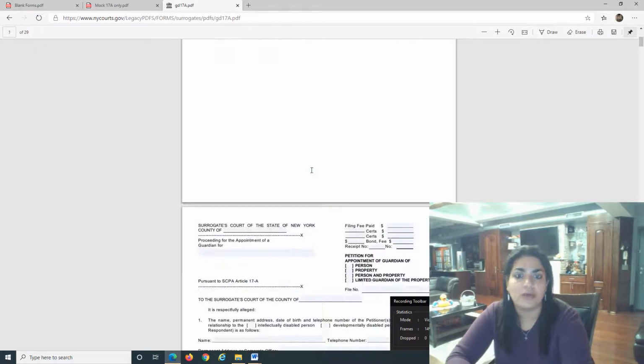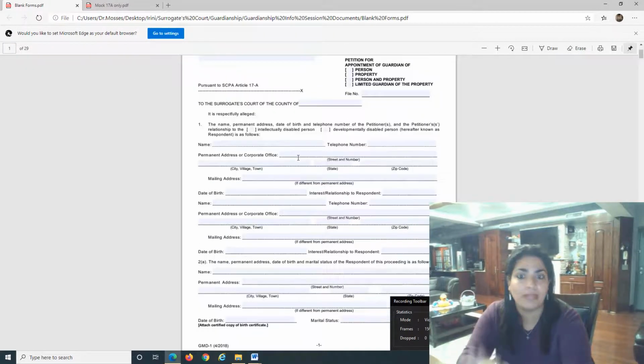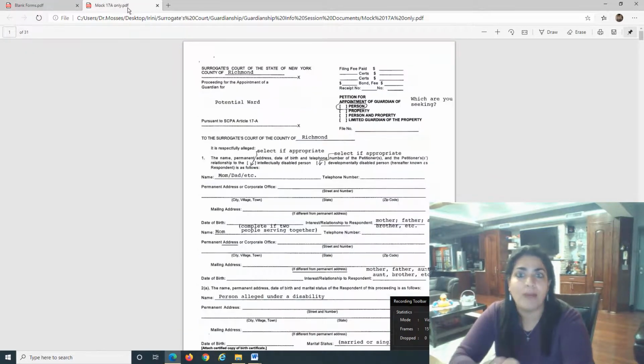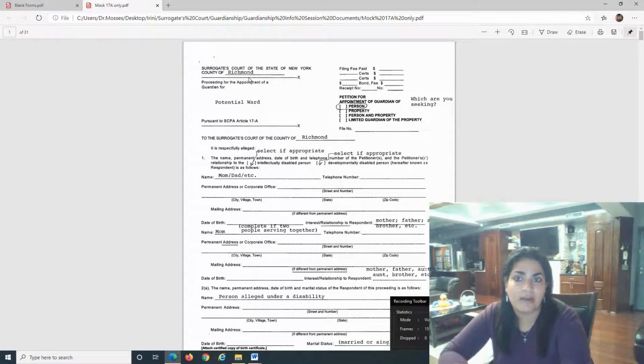Okay, so now we're going to go over the forms, and I'm going to go over not the blank ones, but the mock ones that were created for you. The first thing we're looking at is the petition for appointment of guardian of person. The purpose of this information session is we're just concentrating on guardianship of the person and not the property. Okay, so you have to fill this out. This is the County of Richmond. If you're filling this out and filing it in Staten Island, you must be a resident of Staten Island, so you have to fill this part out, Richmond.